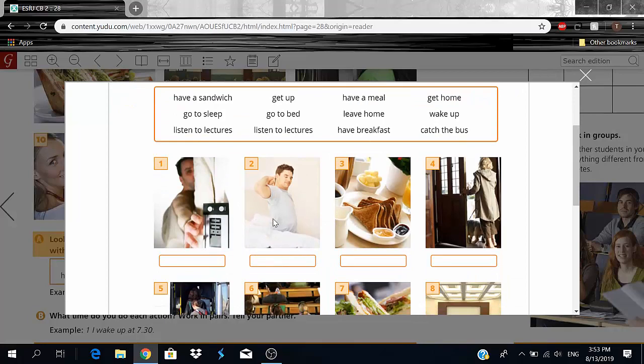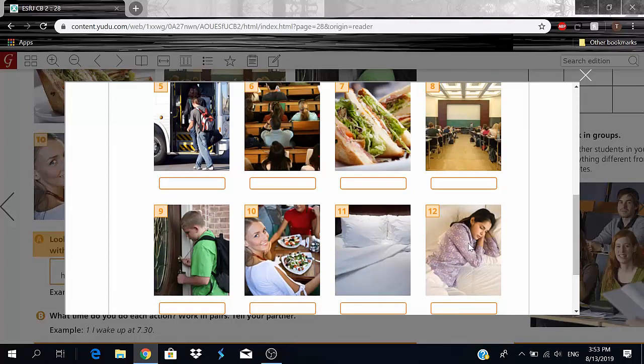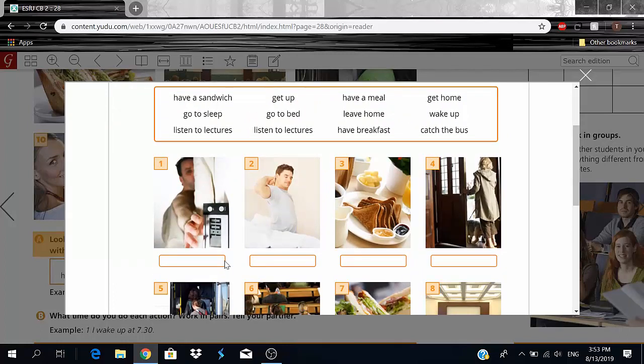Look at the pictures here, and try to associate the verbs in the box with the pictures. Here we have a sandwich, here we have a girl going to bed, and someone's waking up over here. So let's go over them together. Here we have number 1. What do you guys see in number 1? That's correct.